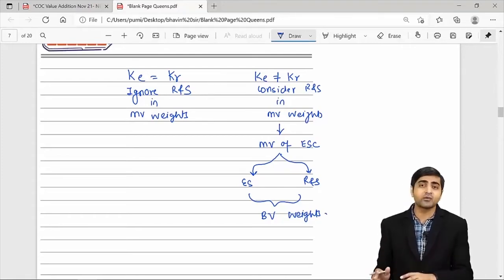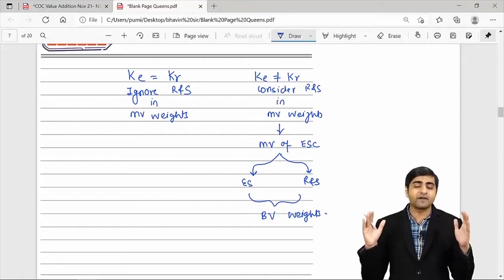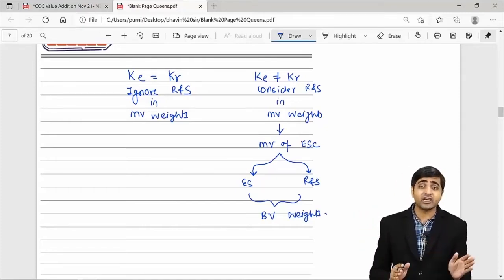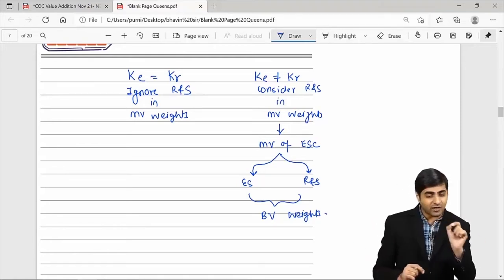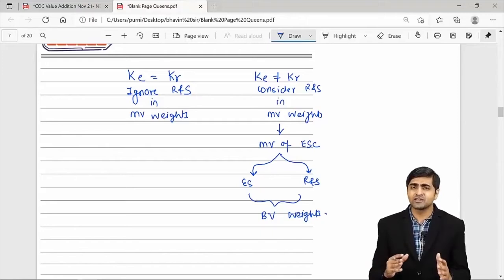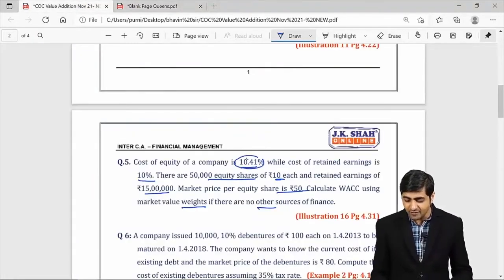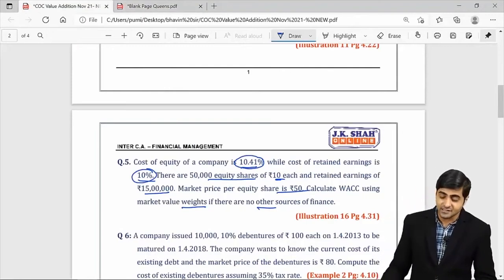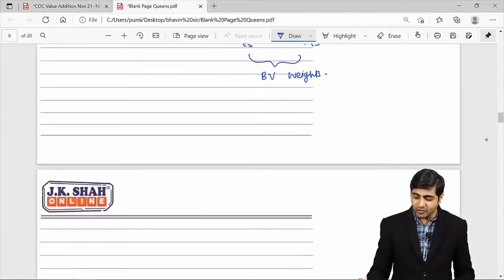But guys, when KE is not equal to KR, then it is required to consider your reserves and surplus in your market value weights. So whatever is the market value of equity, we have to divide that into equity share capital and reserves and surplus using your book value weights, and then we'll have market value of equity and market value of reserves and surplus, and we have your KE and KR as two separate components, on the basis of which we'll calculate your overall cost. So here in this particular question you can check, your KE is 10.41 and your KR is 10%. So whatever is the market value of equity share capital, we need to bifurcate that. So we are required to calculate WACC using market value weights.